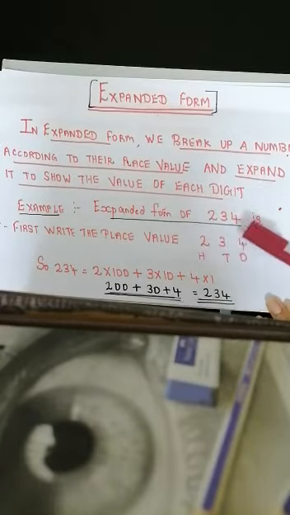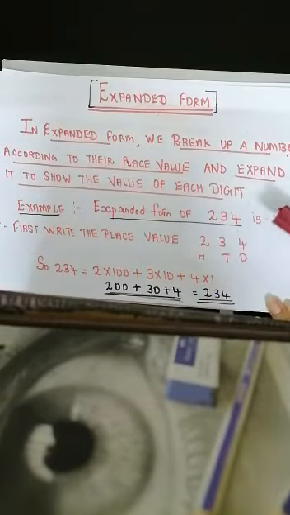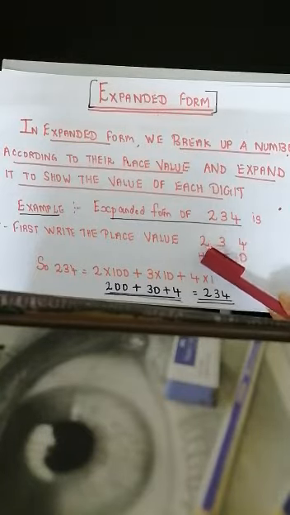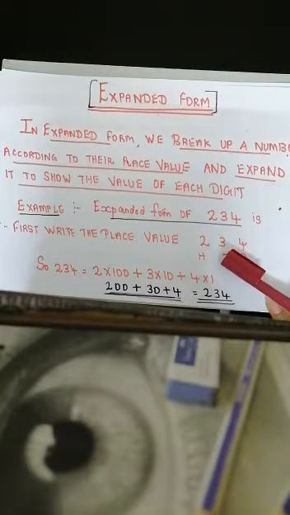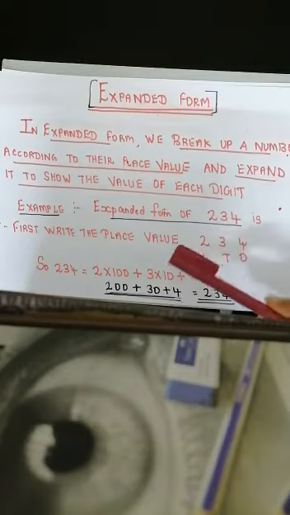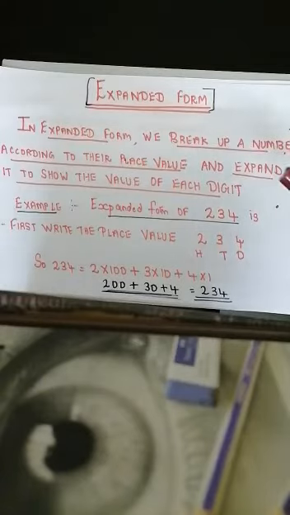Expanded form of 234 is, first we should write the place value. In 234, 4 is in ones place, 3 is in tens place, 2 is in hundreds place. So 2 into 100, 3 into 10, 4 into 1. So the expanded form of 234 is equal to 200 plus 30 plus 4.